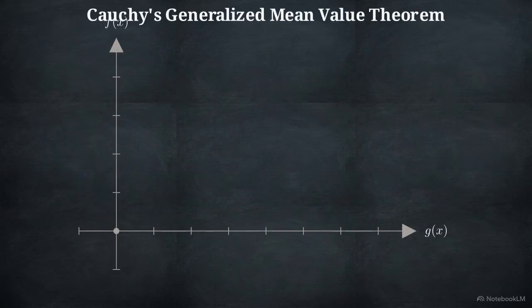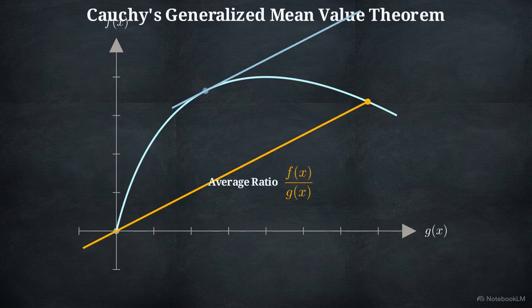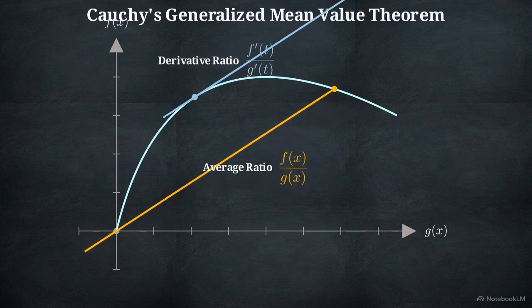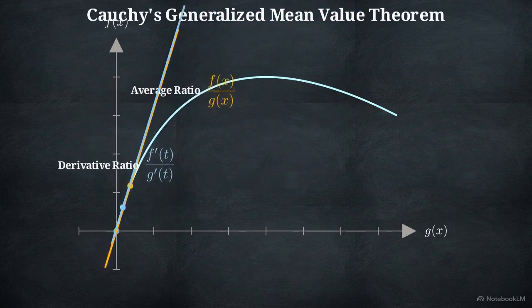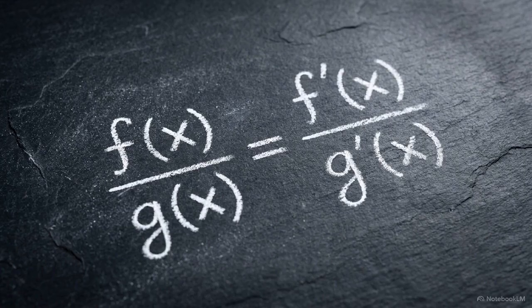Cauchy's generalized mean value theorem plots a parametric curve, comparing g of x directly against f of x. The secant line represents the average ratio. A parallel tangent line represents the exact derivative ratio. As the interval shrinks, these lines and their slopes perfectly converge. Because these slopes lock together at the limit, Cauchy's theorem provides the rigorous justification to evaluate the ratio of functions by calculating the ratio of their derivatives.